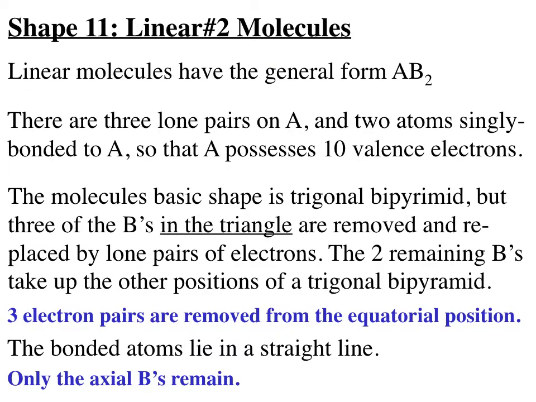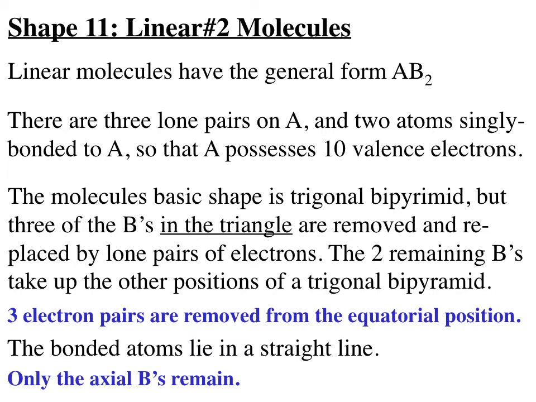Let's turn to our 11th shape. This one will be called the linear number 2. Once again, it is based on the trigonal bipyramid. We saw a trigonal bipyramid with no non-bonding pairs of electrons has 5 Bs attached to it, 3 equatorial Bs and 2 axial Bs above and below that plane. Then we had an AB4 with 1 non-bonding pair based on the trigonal bipyramid, which puts a non-bonding pair in the equatorial position, leaving the 4 remaining Bs in the so-called distorted tetrahedron.